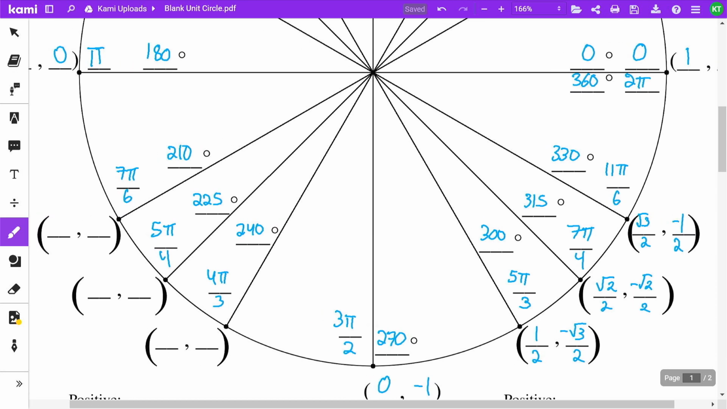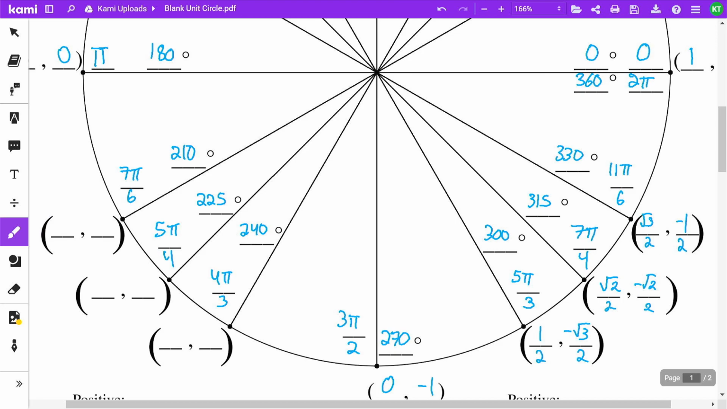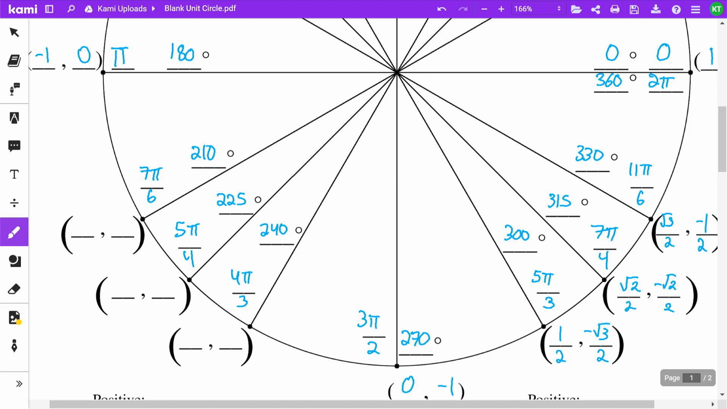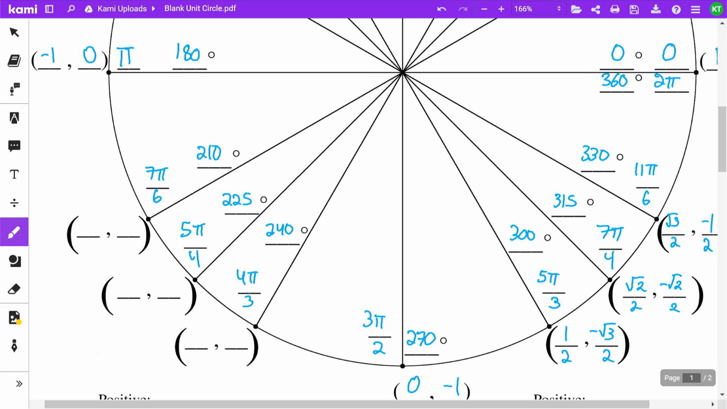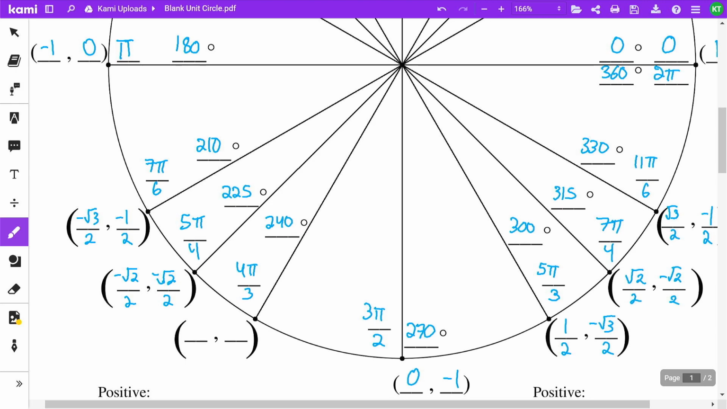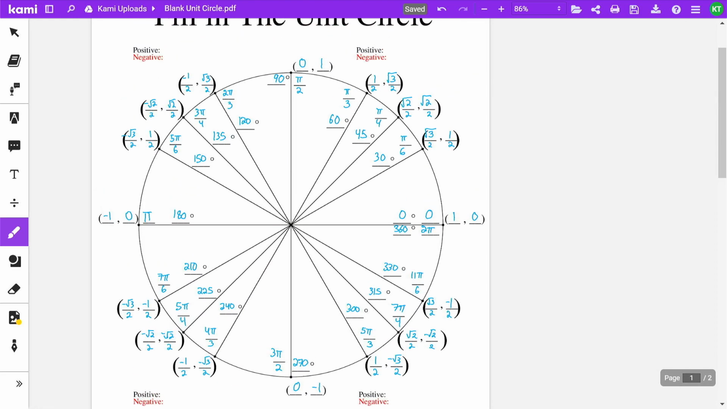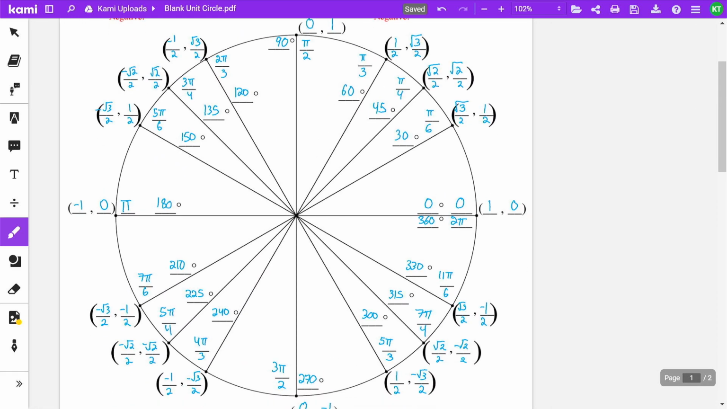And again, if I reflect these ones now across my y-axis again, I'm just going to change my x's to be negative. So now in this one, both my x's and my y's will be negative. So negative root 3 over 2, negative 1/2, negative root 2 over 2, negative root 2 over 2, and then negative 1/2, negative root 3 over 2. And so now my whole entire unit circle is all filled out. And we can use this unit circle to go ahead and determine our special angles, our special exact angles of sine, cosine, and tangent, and we'll do that in a different video.